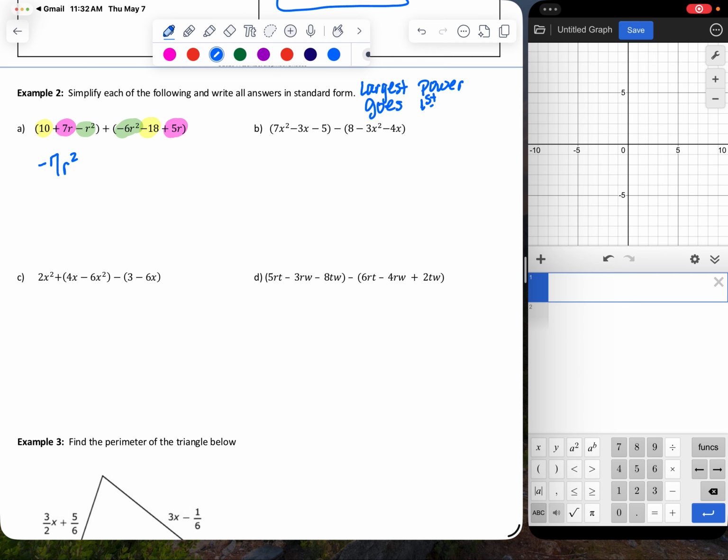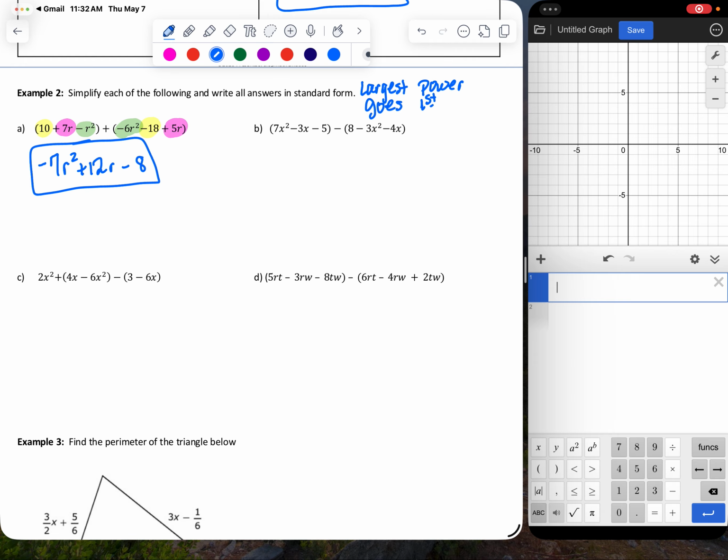So negative 1r squared plus negative 6r squared would be negative 7r squared. So see how I put the highest power, the largest power first in my final answer. Then I put the next largest power, which is the r to the 1 power. So 7r plus 5r is 12r. And then 10 plus negative 18 is negative 8. Final answer.